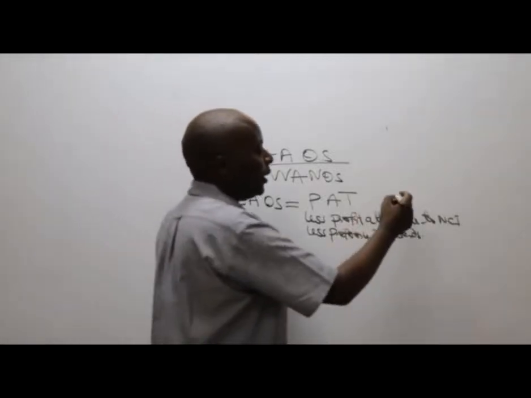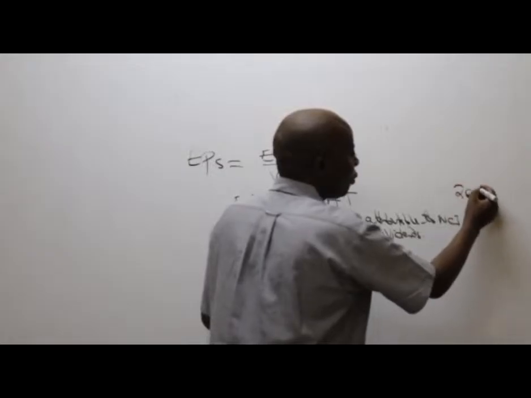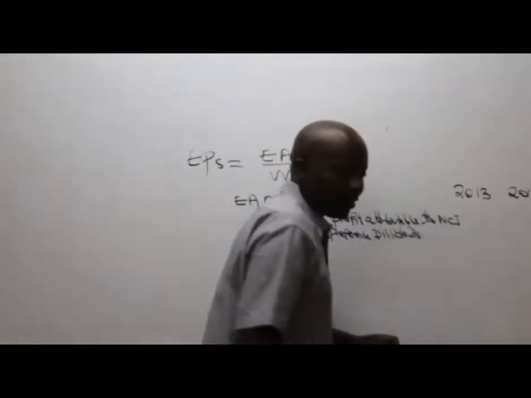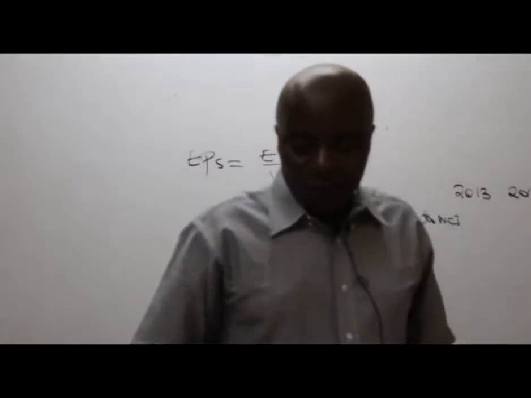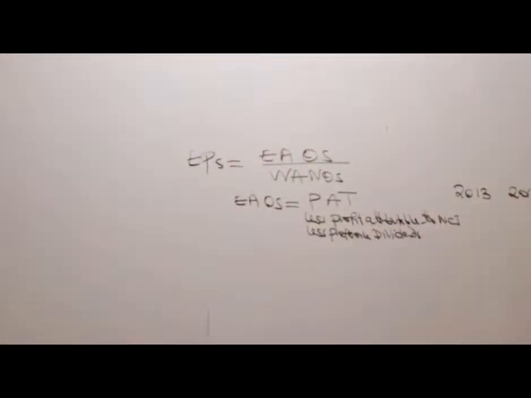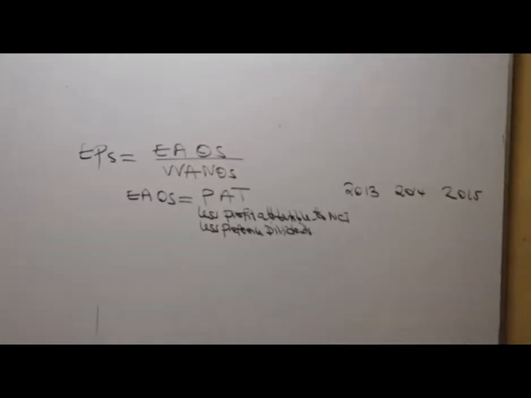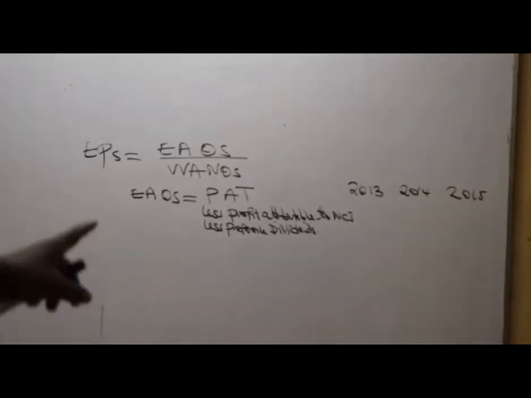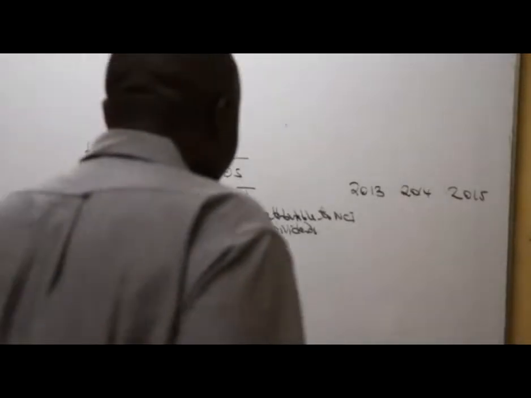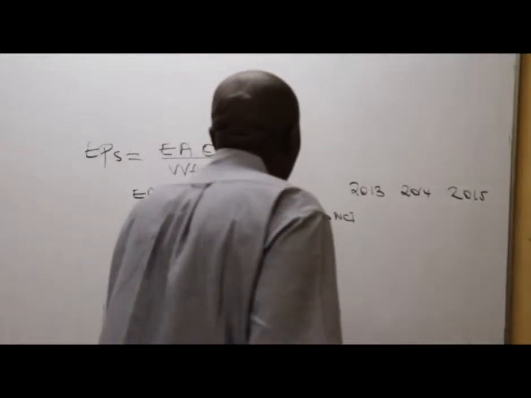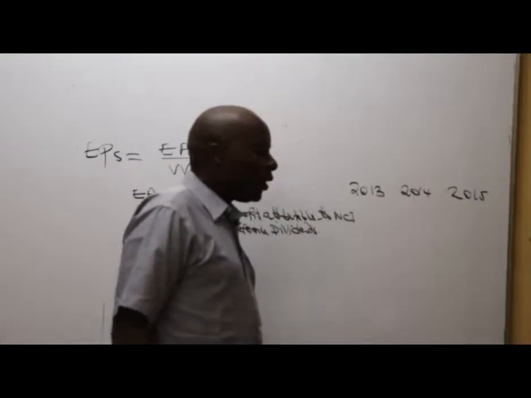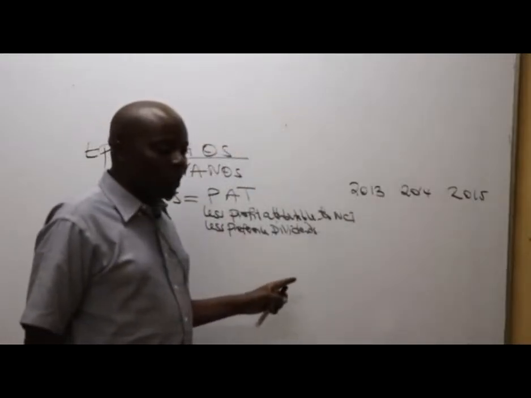So we have our 3 years: 2013, 2014, and 2015. Anytime they want you to calculate the earnings attributable to ordinary shareholders, we shall always be thinking like this. You take the reported profit after tax, you subtract any profit attributable to non-controlling interest, and then we also subtract any preference dividends.